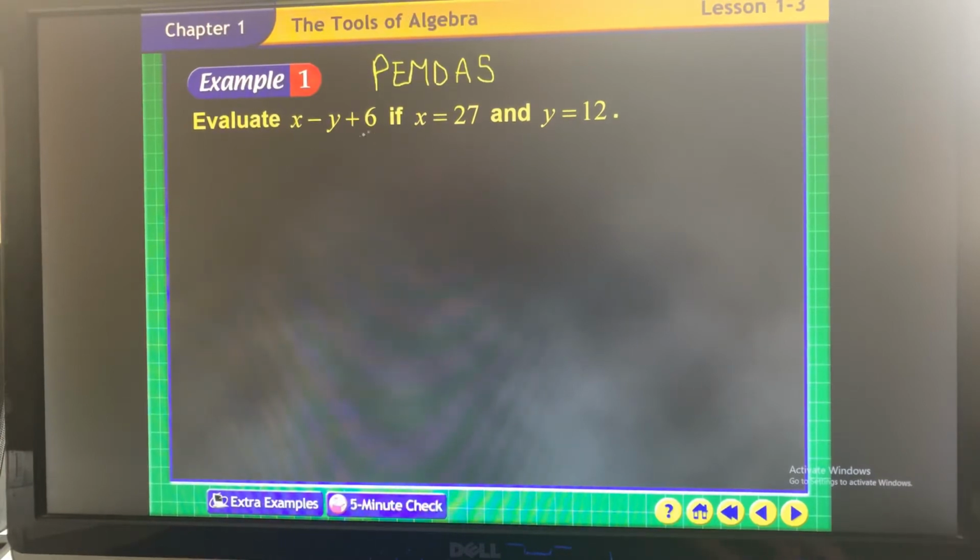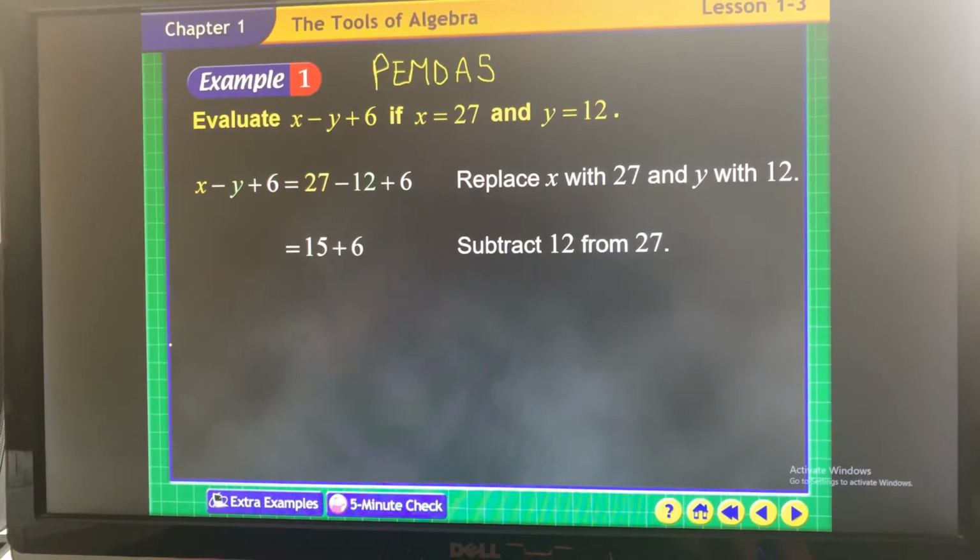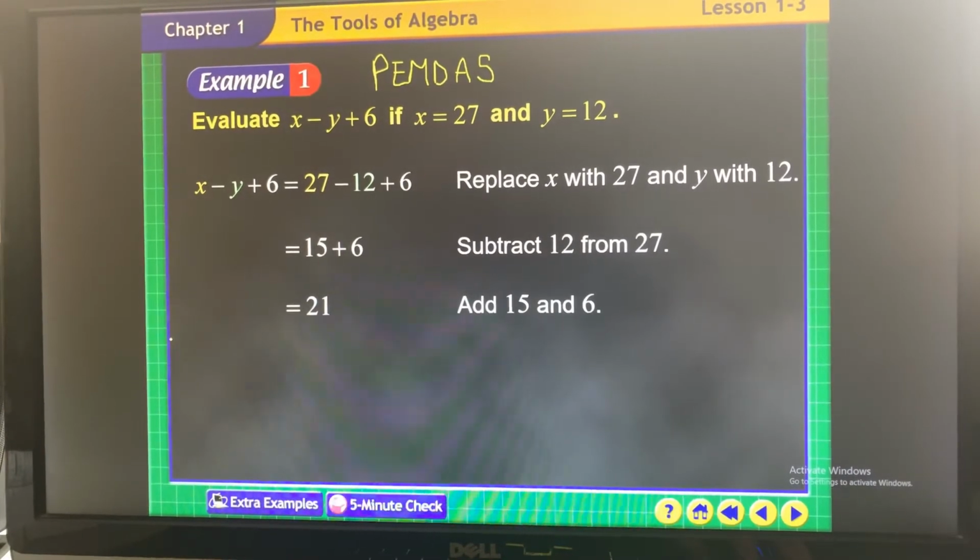So the first thing you're going to do is evaluate this algebraic expression if x is 27 and y is 12. All we're doing is substituting the numbers in place of the variables. So we have 27 minus 12 plus 6. It's 15 plus 6, and then you end up with 21. And that's it.